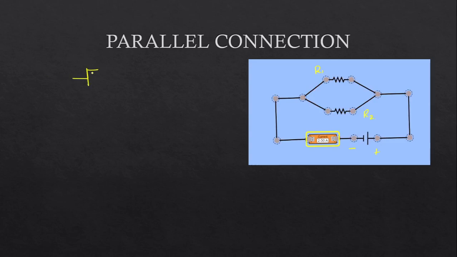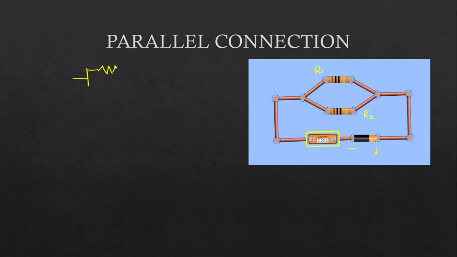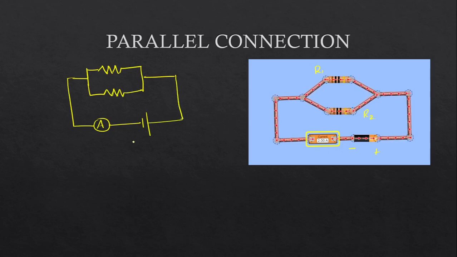If I want to rewrite this circuit, this is R1, this is R2. There's an ammeter connected. From here, it's connected to a cell. Let's say this is minus, this is plus, this is R1 and this is R2.